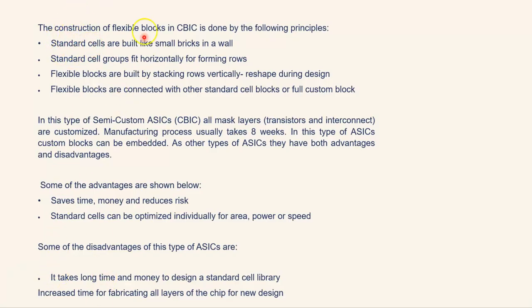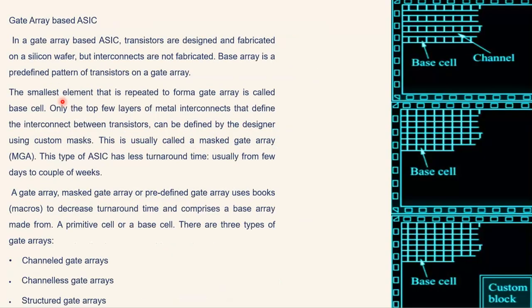Just go through the words which we have given over here. Standard cells are built like small bricks in a wall. Standard cell groups fit horizontally. Flexible blocks are built by stacking rows vertically. So there are two things in the standard cell. Now what is the CBIC? CBIC is cell-based integrated circuit. It has the standard cells in horizontal as well as in vertical manner. Now again it has its advantages and a few disadvantages. We will reach that slide afterward.